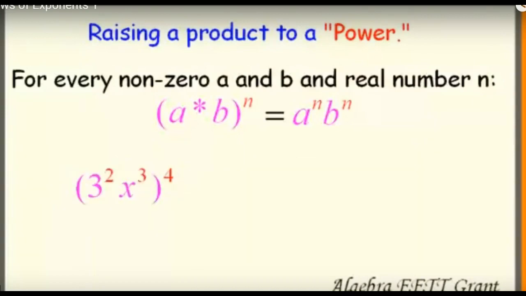A final example of product to a power would be like 3 squared x cubed, and it's all raised to the 4th. Again, we've got to distribute that 4. But when we distribute that 4, we got power to a power. So we're going to have 3 raised to the 2 times 4 because more than one power, we multiply the exponents. And then x raised to the 3 times 4. Well, if we simplify that, the final answer is 3 to the 8th times x to the 12th.